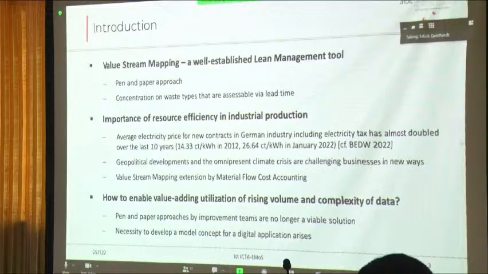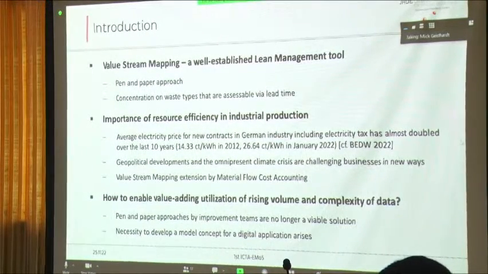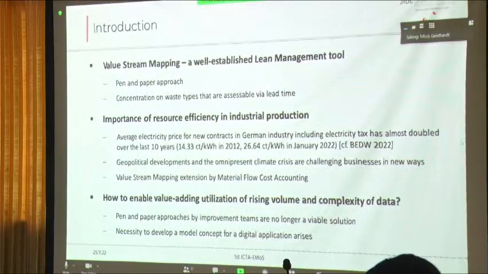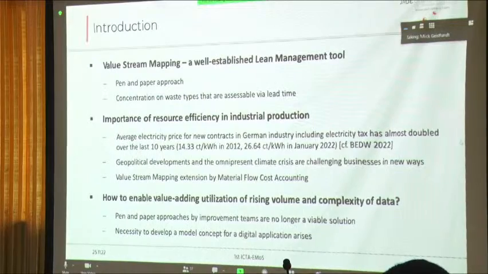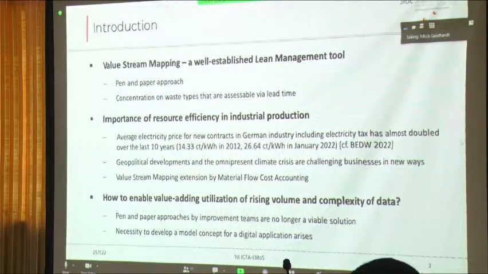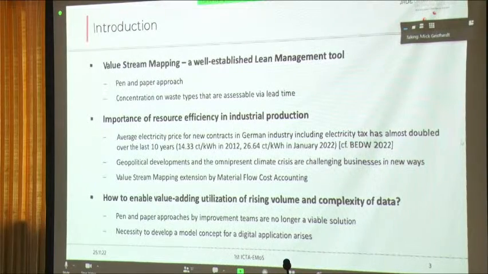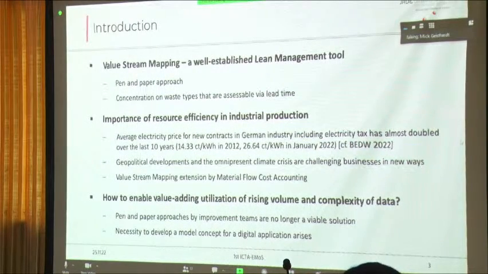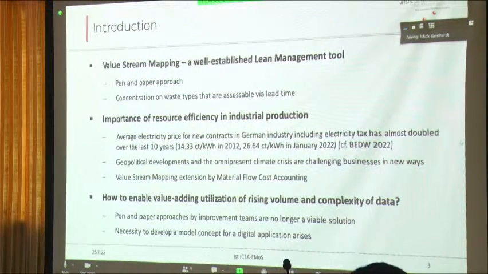In an application, it's typically like that an improvement team follows a pen and paper approach, often also pen and paper and stopwatch, goes on site and is tracking the stream in a picture, so in a value stream map. And after that, consequently, they evaluate these maps, especially in terms of lead time. This is also a focal point: the concentration of this traditional method is on waste types that are accessible via lead time.